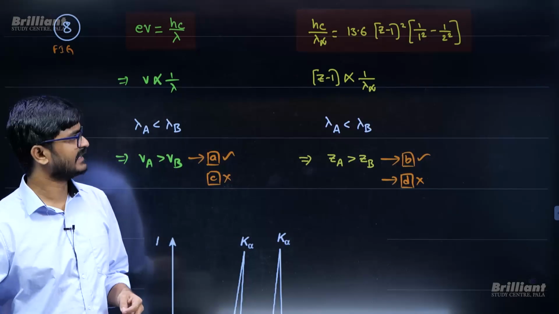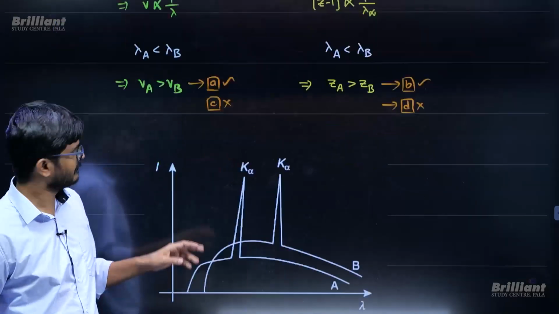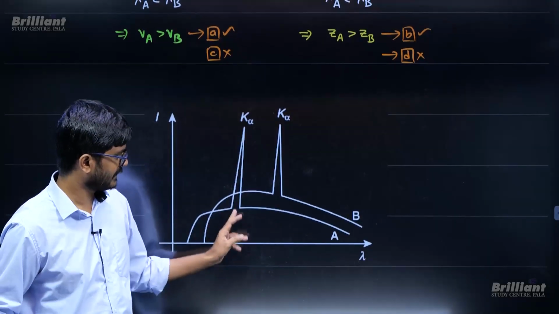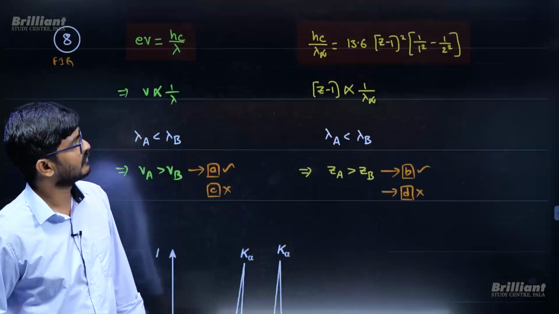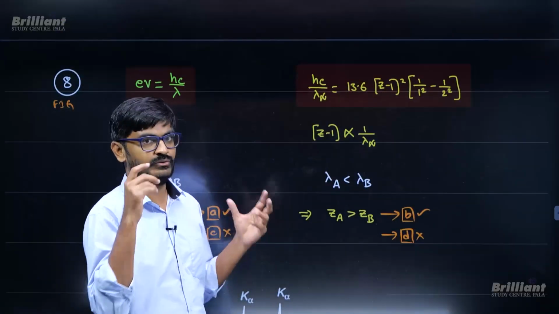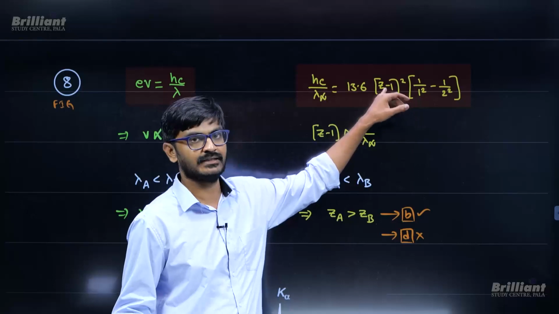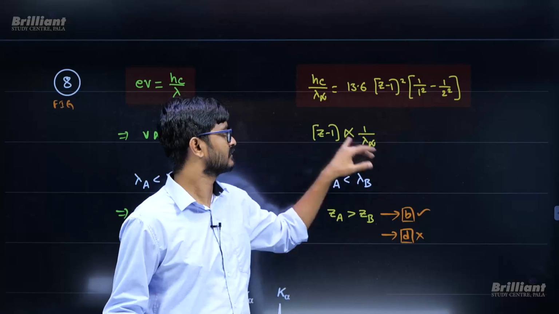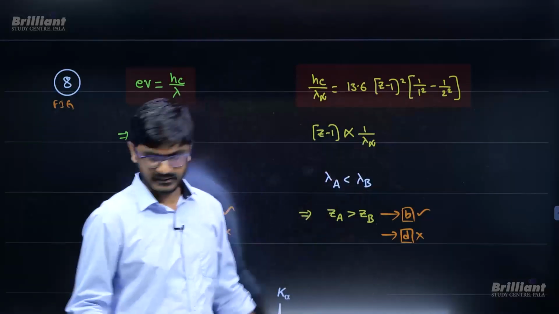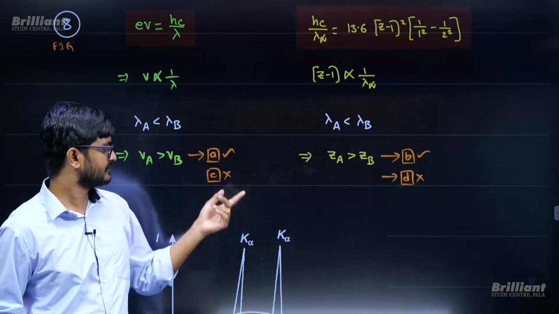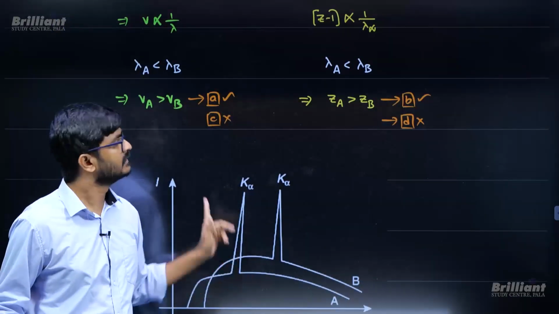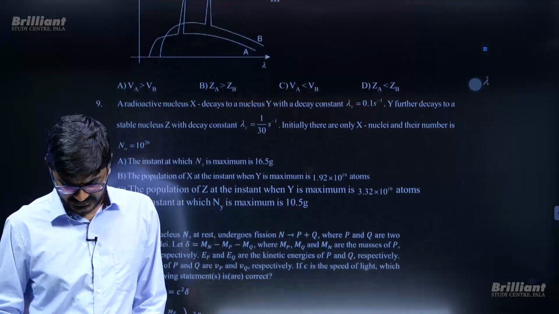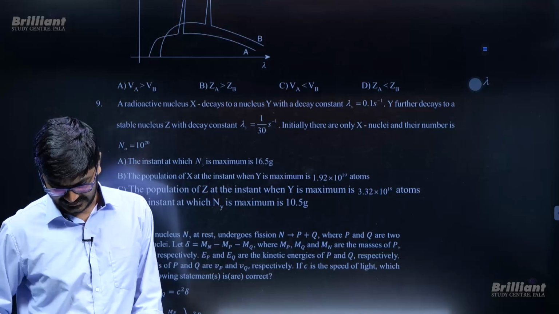Now ZA and ZB are properties of the material, so they will be defined by the K alpha. For K alpha, the wavelength is less for A and more for B. How to find K alpha? When it goes from 2 to 1. Now it is not hydrogen-like, so we will take the shielding effect, Z minus 1 square, hc by lambda alpha, the energy difference. So Z minus 1 is inversely proportional to the wavelength. Now the wavelength is less for A, so the Z value will be more for A, right? A radioactive nucleus decays into, okay, I think this is the same thing with values.